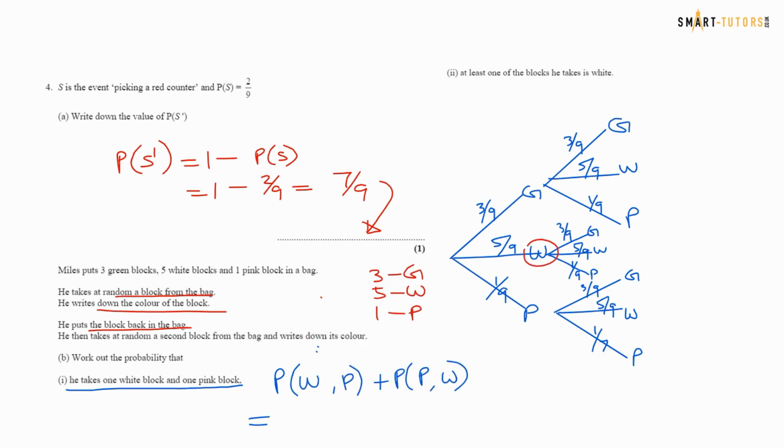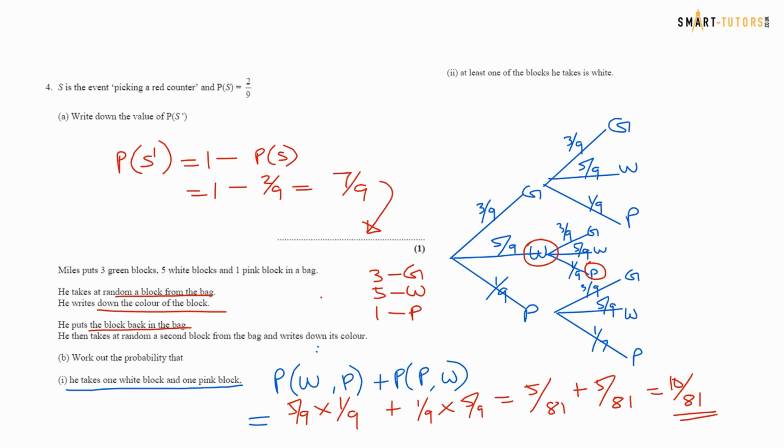White first time, which is 5 upon 9, times pink, which is 1 upon 9, plus the probability of pink first, 1 upon 9, times white after that, 5 upon 9. So the final answer is 5 upon 81 plus 5 upon 81, which is 10 upon 81. That is the answer for the first part.